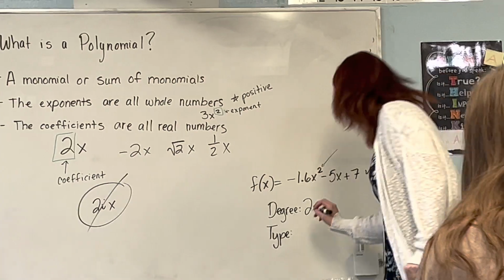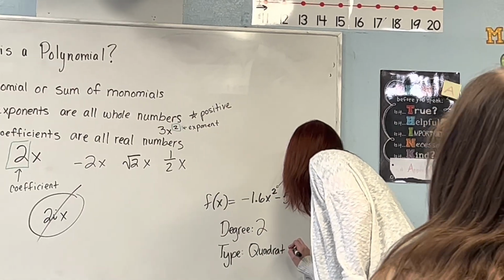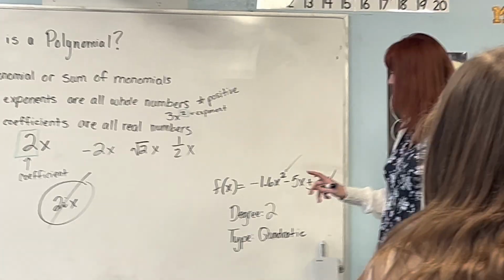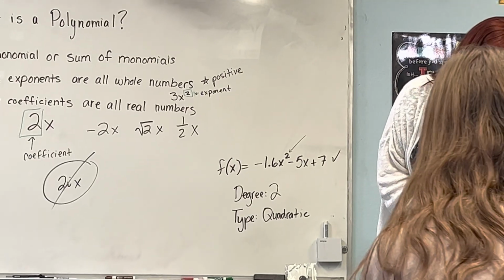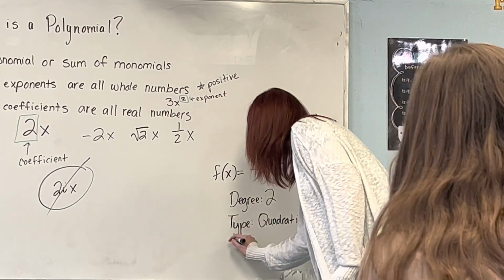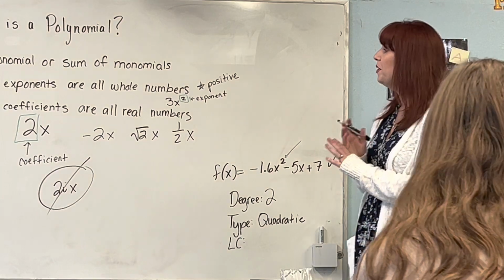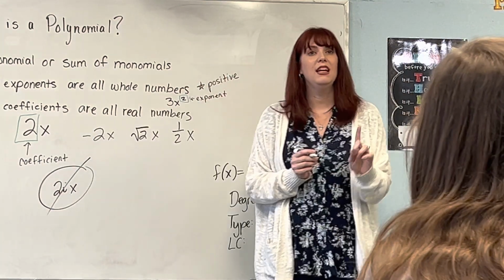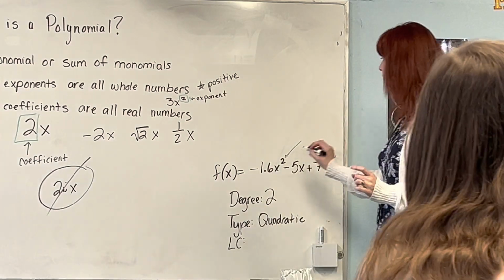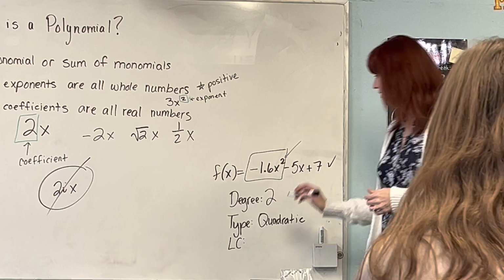Quadratic, not to be confused with the other Q one, which is quartic. Quadratic is 2. And then the leading coefficient. Can it be negative? Yes. Coefficients are always the number in front of the variables. The leading coefficient is the number in front of the very first term in standard form. Negative 1.6.